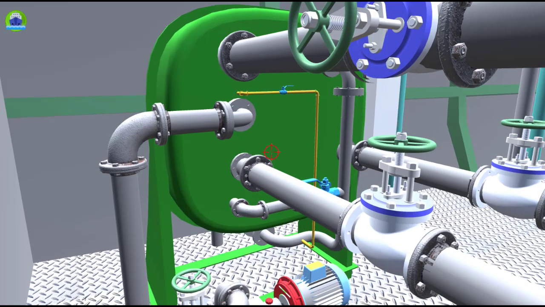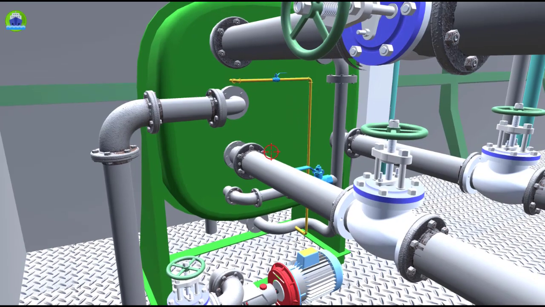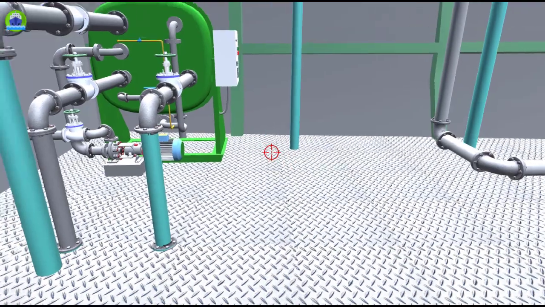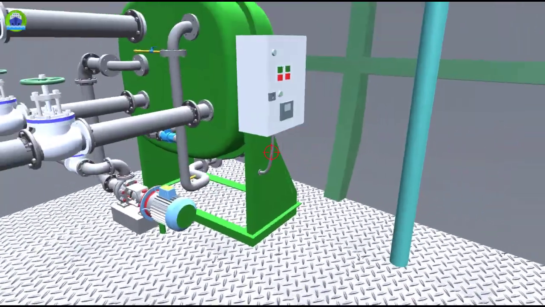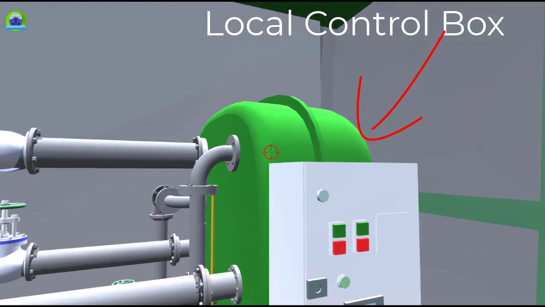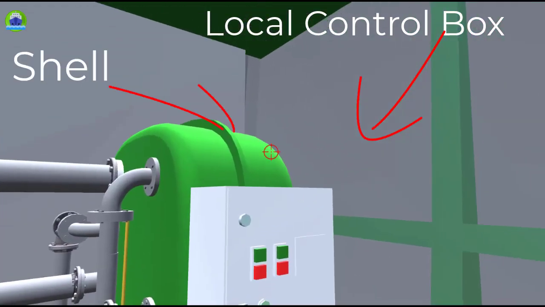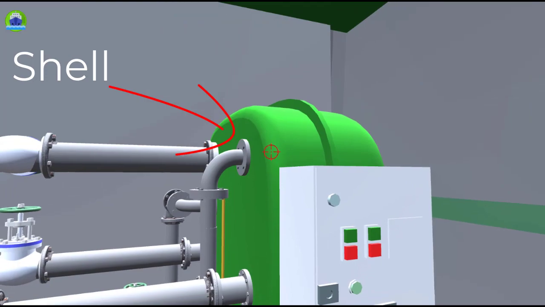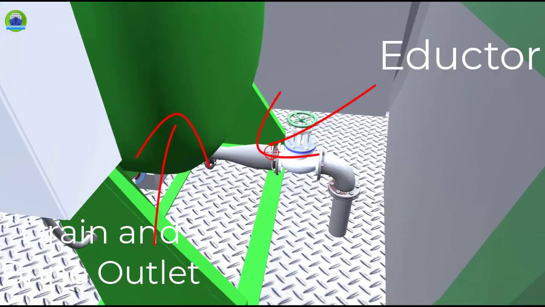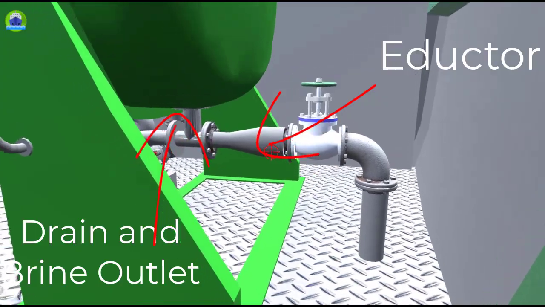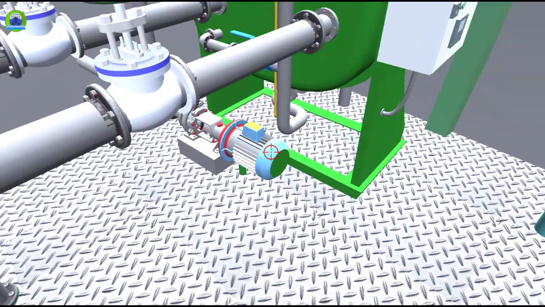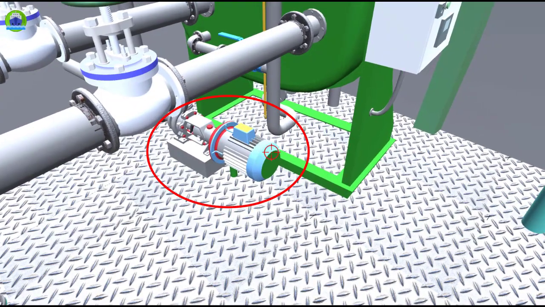Right, so now we are here in the engine room area. Basically, we are exactly in the location where the freshwater generator is fitted. As you can see, we have here the control box, and we have the shell, back and front cover. You could also see here the adapter, and of course the water pump, which is of centrifugal type.